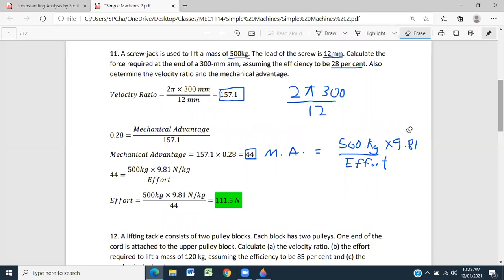Okay, good. And that's simple. It's pretty similar to the stuff we did in last week's class. It's just that the velocity ratio is changing, but the methodology is the same, and we're doing the same thing again. So, any questions?